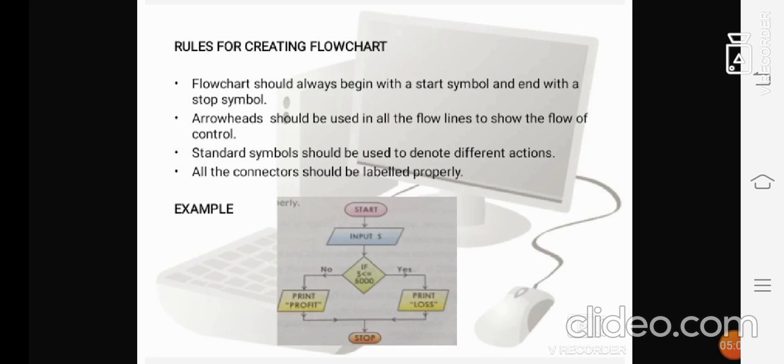And the second one, arrow heads should be used in all the flow lines to show the flow of control. And standard symbols should be used to denote different kinds of actions. And also the connector should be labeled properly. Okay, for flowchart, you can see the example over there, the diagram. It will show you clearly how to draw a flowchart. Okay, you will get the understanding. So every label should be in the correct form. Okay, and you have to use start and stop for starting and stopping your flowchart.